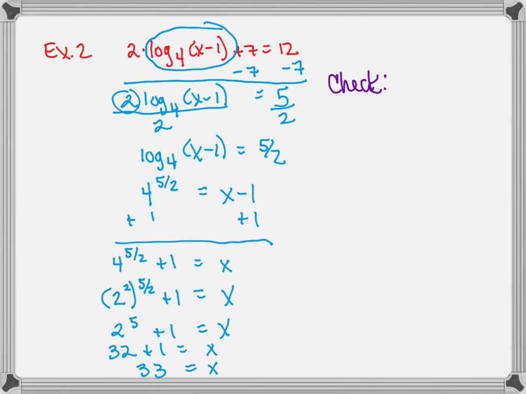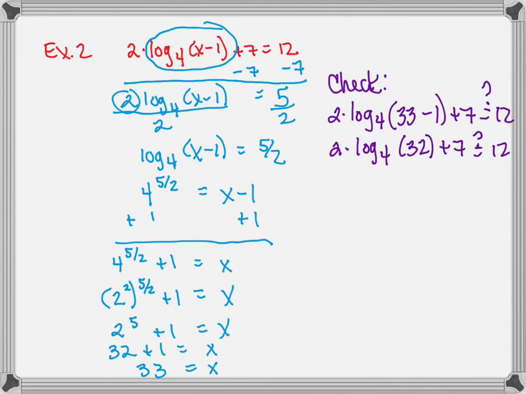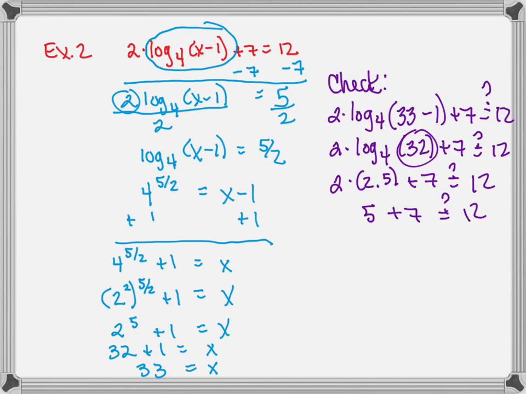So going back to our original equation and substituting 33 in for x. So does 2 times log base 4 of 33 minus 1, plus 7, equal 12? So 2 times the log base 4 of 32 plus 7, does that equal 12? The log base 4 of 32 is 2.5. So 2 times 2.5 plus 7, does that equal 12? 2 times 2.5 is 5, so 5 plus 7, does that equal 12? Yes, it does. And 33 is our solution.